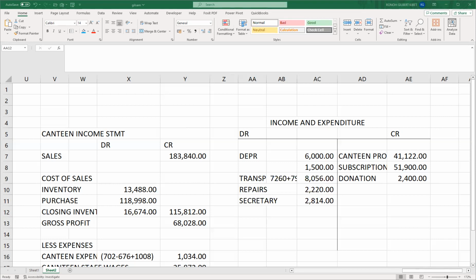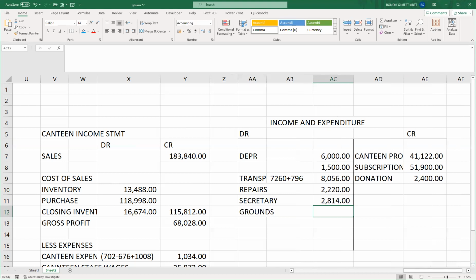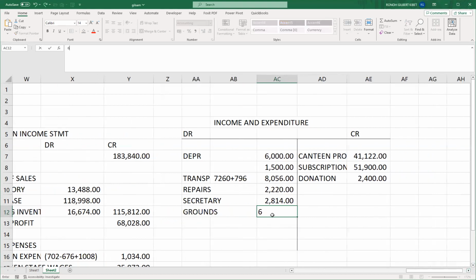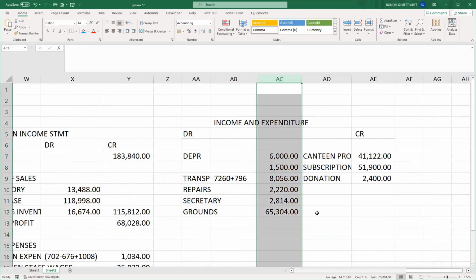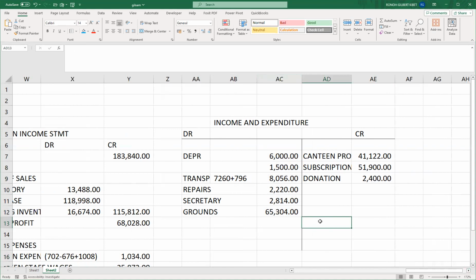We have groundsman wages, how much? 65304. Payment to continue, we have done that. So now get the difference. If the debit is more than the credit, then we get a deficit. Yes. If credit is more than the debit, then we get a surplus.